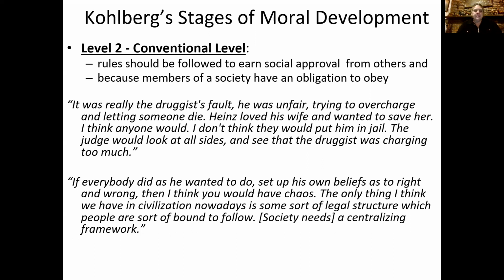Another argument would be, if everyone did as he wanted to do, set up his own beliefs as to right and wrong, then I think you would have chaos. The only thing I think we have in civilization nowadays is some sort of legal structure which people are sort of bound to follow. So society needs a centralizing framework. So according to this stage of moral development, you say that it is either correct or incorrect based on societal approval.